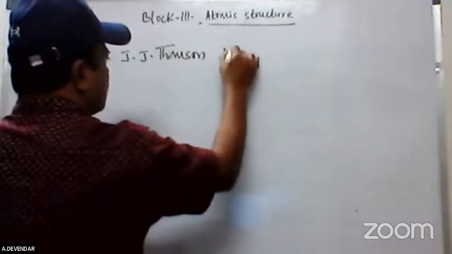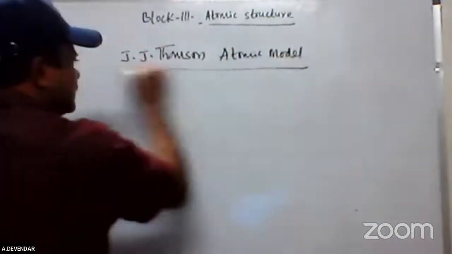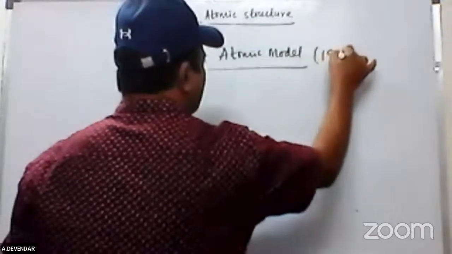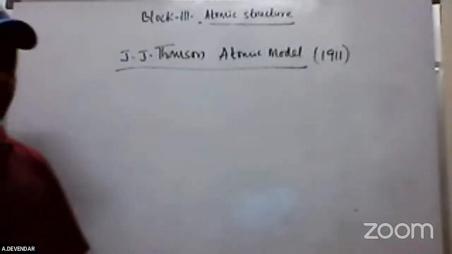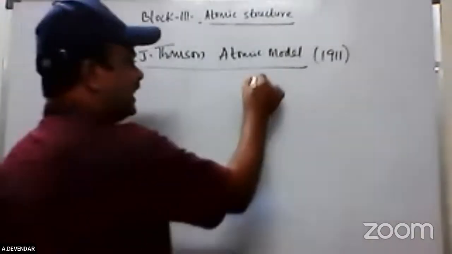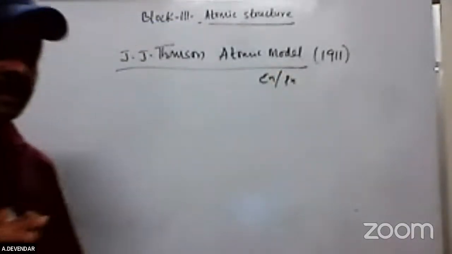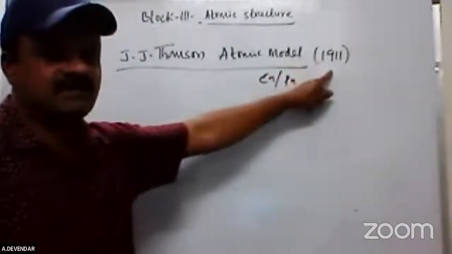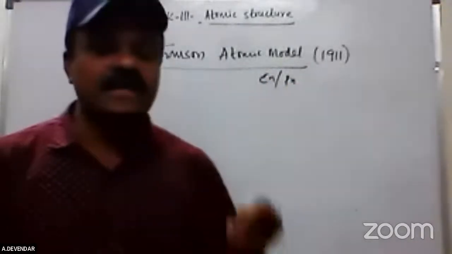J.J. Thomson atomic model. What he says in the J.J. Thomson atomic model is put forth in 1911. So in 1911, how many particles were discovered? At that time, only electrons and protons were known. Neutron was not yet discovered in this year. So according to that, where are the electron and proton present?